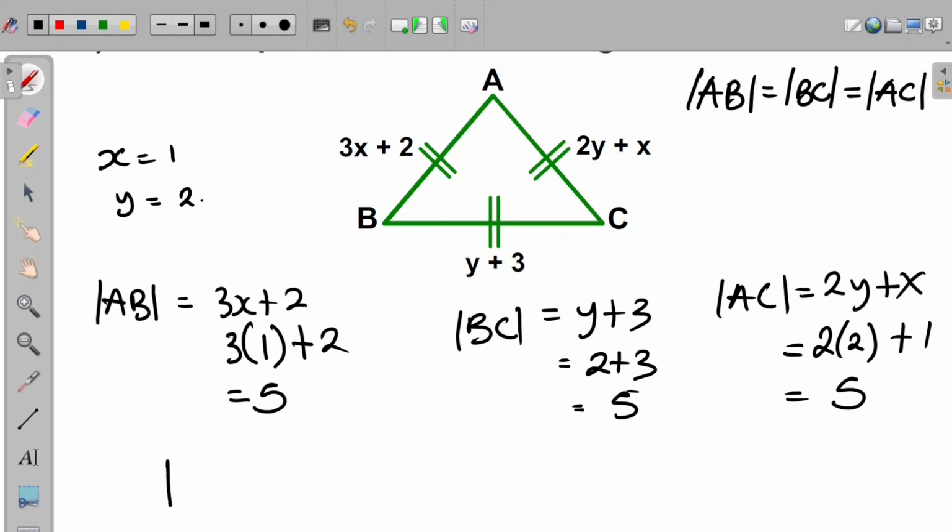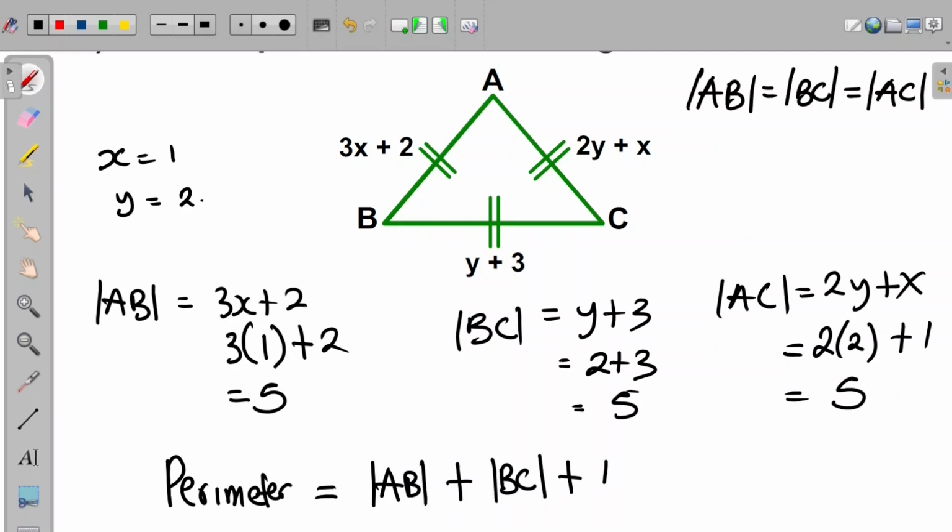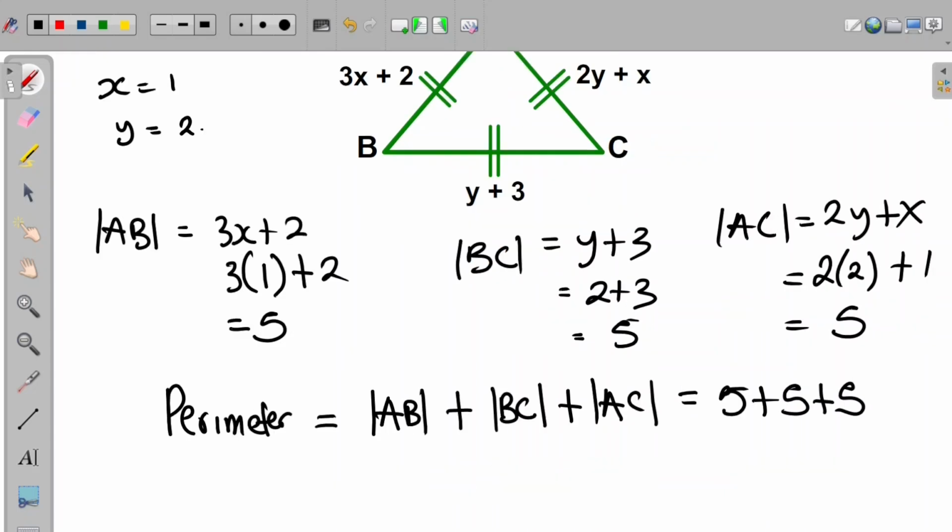Now, the perimeter of a triangle is given as side AB plus side BC plus side AC. So this should be equal to 5 plus 5 plus 5. Thus, perimeter is equal to 15 cm.